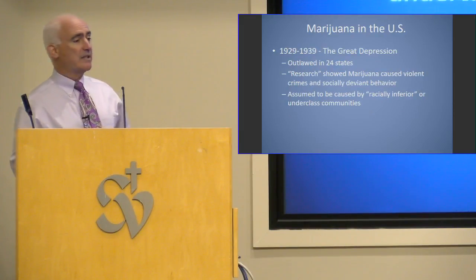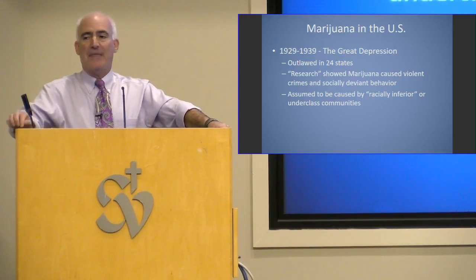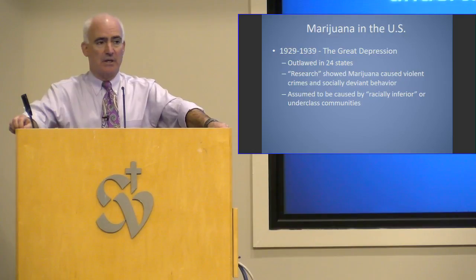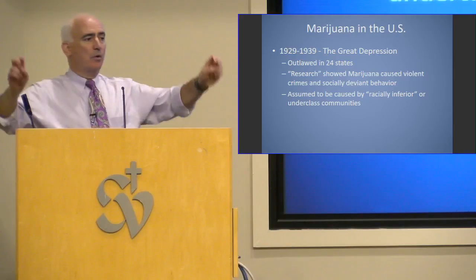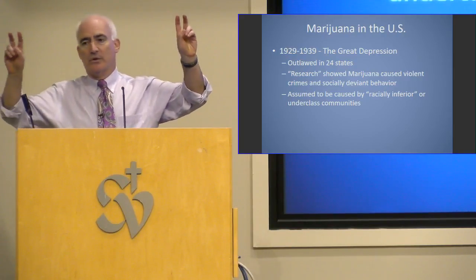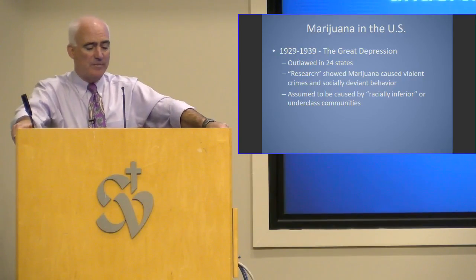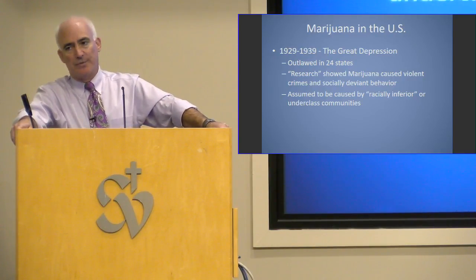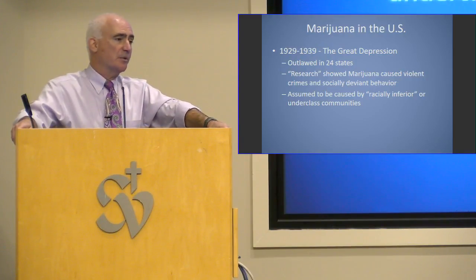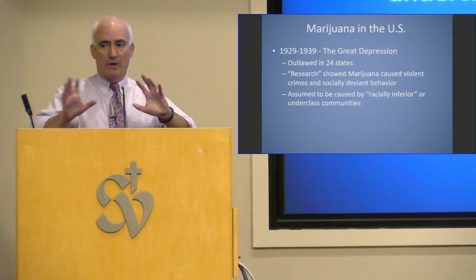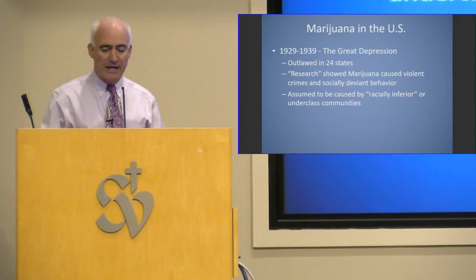So 1929, 1939, obviously the Great Depression. Marijuana was outlawed only at that time in 24 states. So it wasn't that it was outlawed before that. It was only then. And then there was quote-unquote research, and that's why I put it in quotes, because it really wasn't research that showed marijuana caused violent crimes and social deviant behaviors. It was also assumed to be caused by racially inferior or underclass communities. So we can see there was no research involved. It was just inflammatory articles and how it was being quoted.